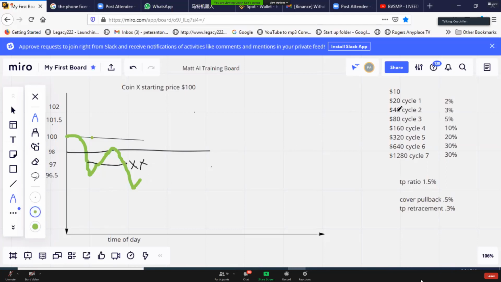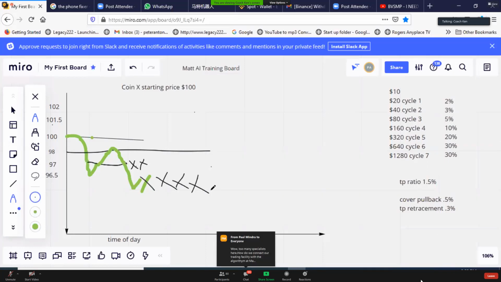And then what are you going to do with cycle number 2? You're going to buy four positions there. So you would take 1, 2, 3, 4 positions. These are all $10 positions, okay? So now you have one position at $100, you have 2 positions at $97, and you have 4 positions at whatever this price point is, maybe 94.5.